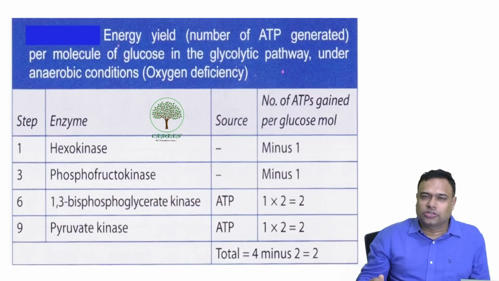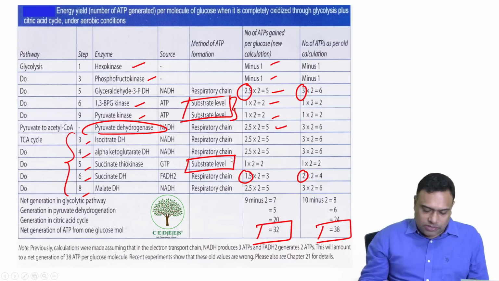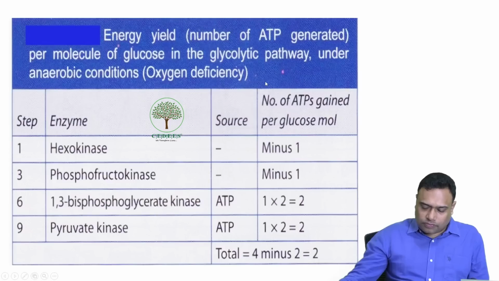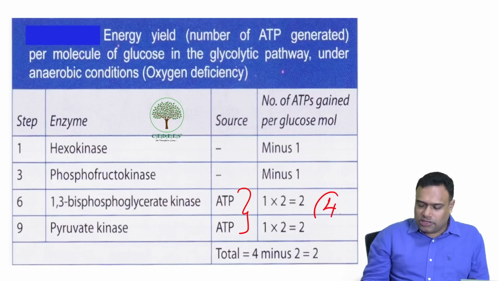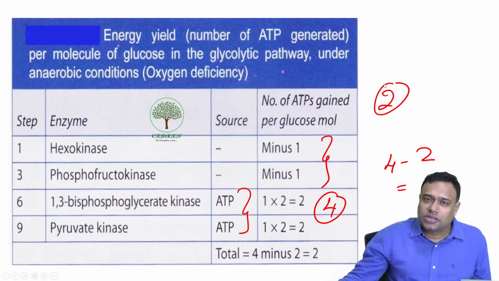Okay, next. Now, if the glycolysis is occurring anaerobically, then we find that you don't have this glyceraldehyde 3-phosphate dehydrogenase at all. This big step is missing here, which produces 5 ATPs. So you have the 2 substrate level phosphorylations, which produces 4 ATPs. 2 ATPs are consumed, so that is a total of 2 ATPs only if it is anaerobic.